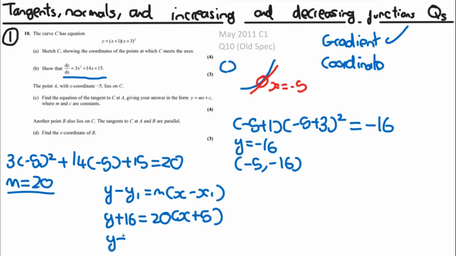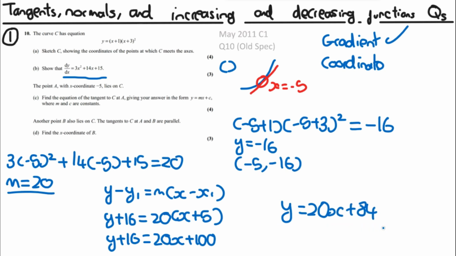Expand the brackets to get y + 16 = 20x + 100, and it specifically says that it wants it in the form y = mx + c. So move the 16 onto the other side to get y = 20x + 84, and that's the final answer.